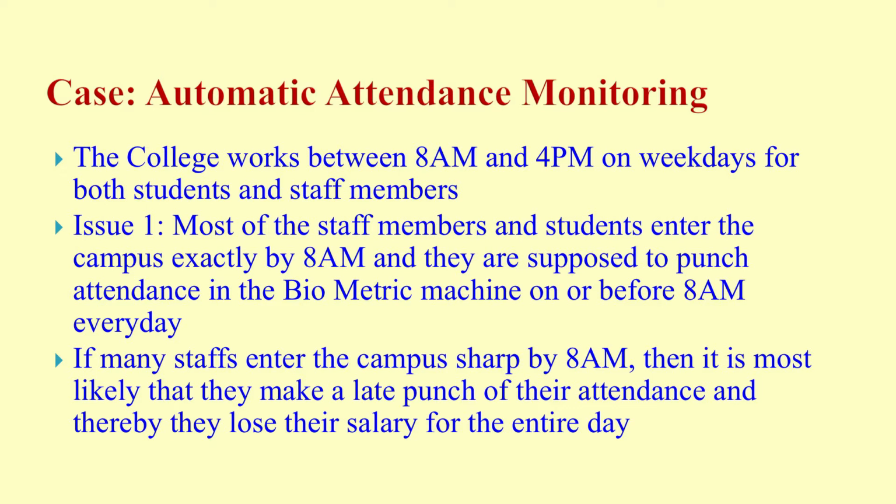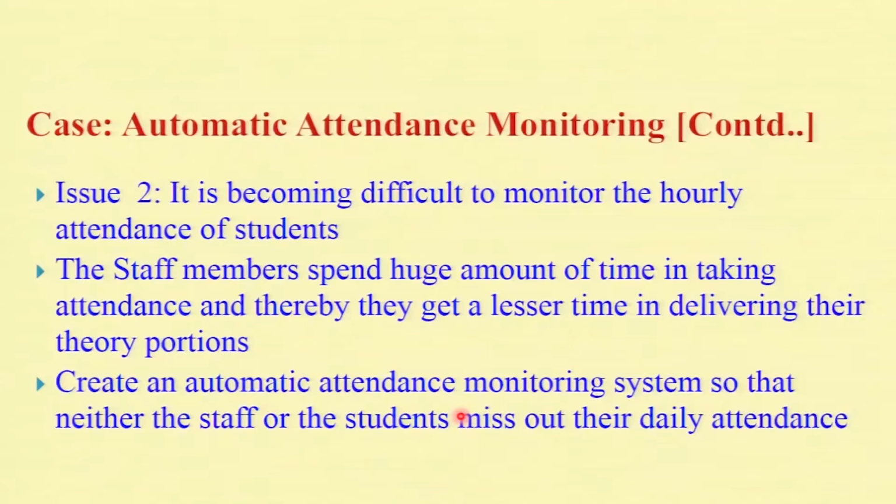Issue 1 is that most of the staff members as well as the students enter the campus exactly at 8 am, and they are supposed to punch the attendance in the biometric machine on or before 8 am every day. As many staff members enter the campus sharp by 8 am, it is most likely that they make a late punch of their attendance and thereby they may lose their salary for the entire day. So that is issue 1. And what is issue 2?